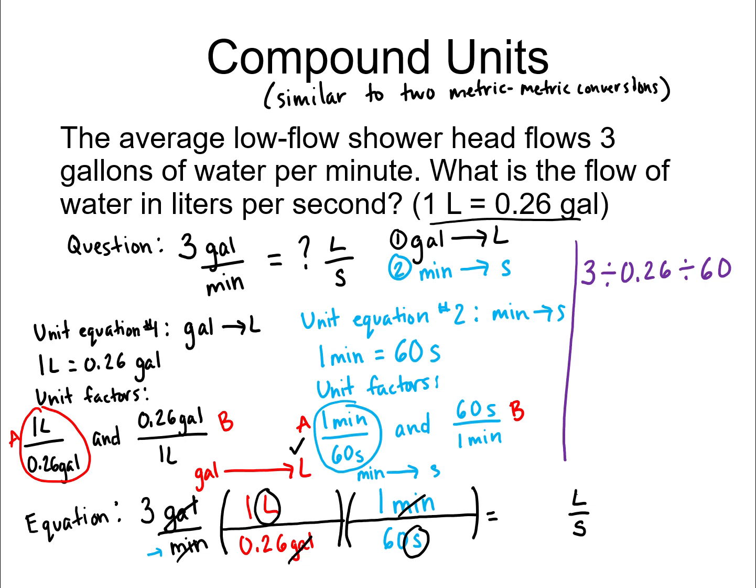So you should get somewhere in the ballpark of 0.19. But remember our starting information, 3 only has 1 sig fig. So our answer should have 1 sig fig, 0.2. Again, if you got 0.19 and you put your units, you will get most of the credit. The sig figs, that's kind of the cherry on top.